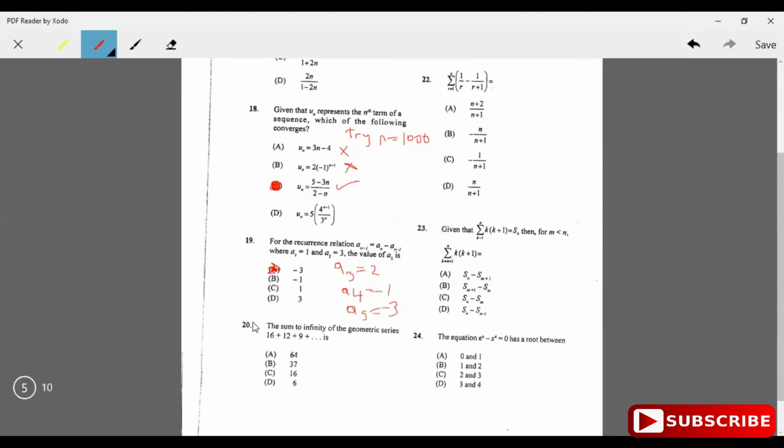Question 20. What's question 20? You don't even need to work this out because if you're adding up all of these numbers, just to add these first three is 37. And so 37 could be the answer.